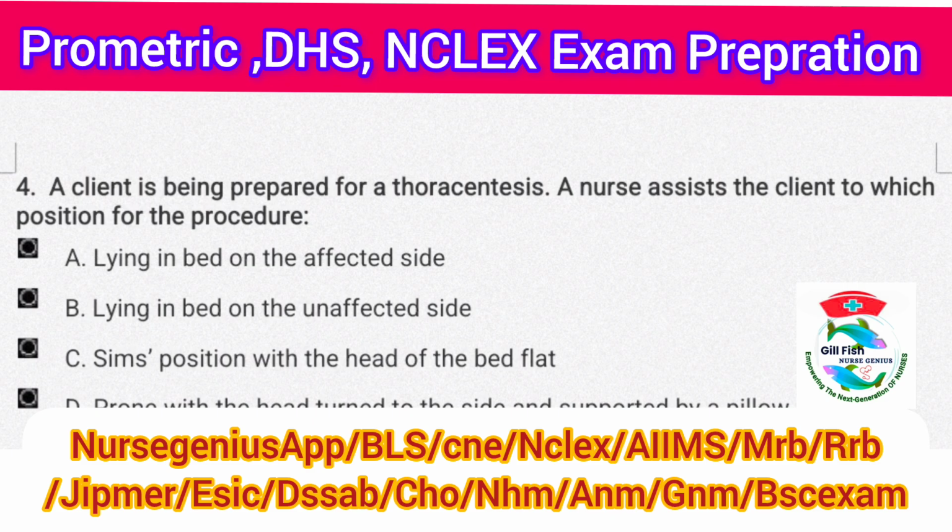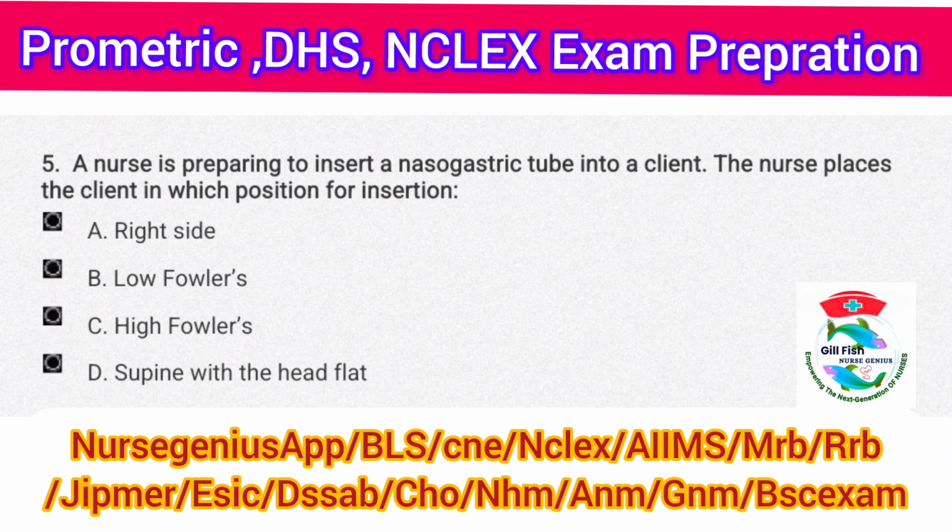Next question. A nurse is preparing to insert a nasogastric tube into a client. The nurse places the client in which position for insertion? Option A, right side. Option B, low Fowler's. Option C, high Fowler's. Option D, supine with the head flat.